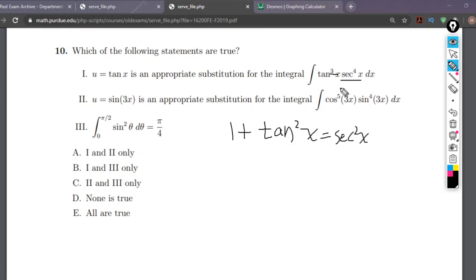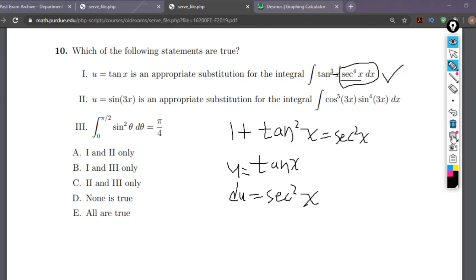Then you can try to substitute secant squareds into tangent as if you u sub tangent x, du is secant squared x. So if you transform one of the secant squared x into tangent squared plus 1, then you can u sub and there will be a du here. So this is true. You can do that.